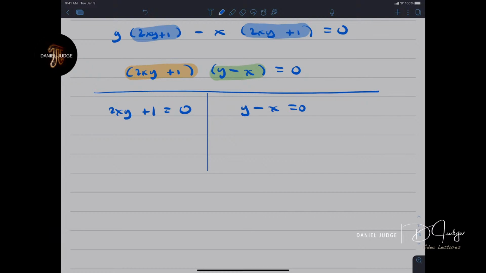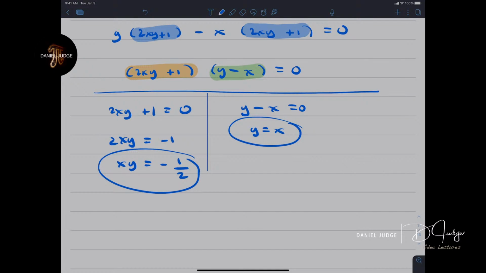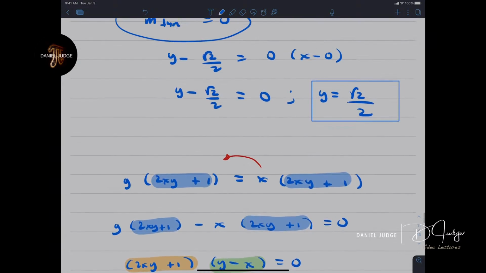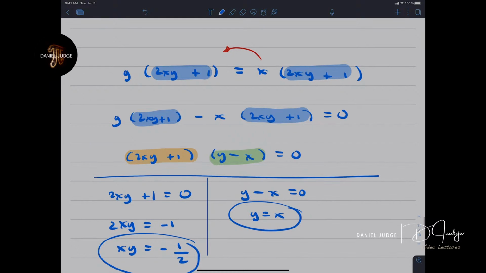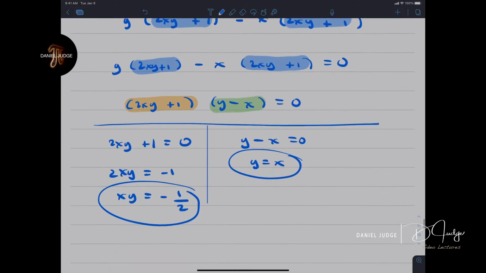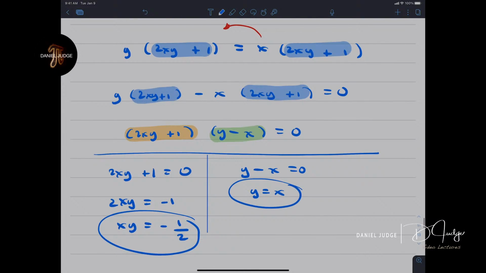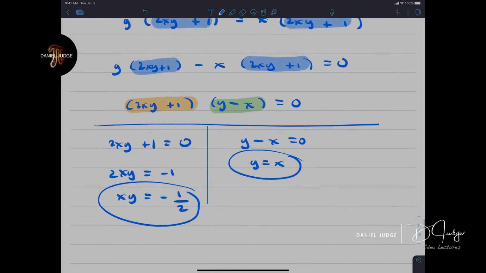I can solve here on the right for x. That means y is x. Good, we're going to use that information. And I'm going to solve for xy here. So subtract 1, divide both sides by 2, and now xy is -1/2. So what I'm saying is, when I solve this equation I get this relationship: xy is -1/2, and y is x. And we're going to try to make some sense of this.